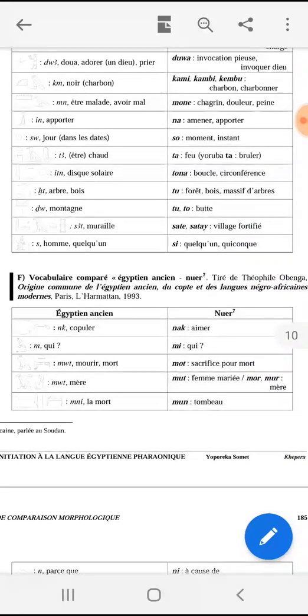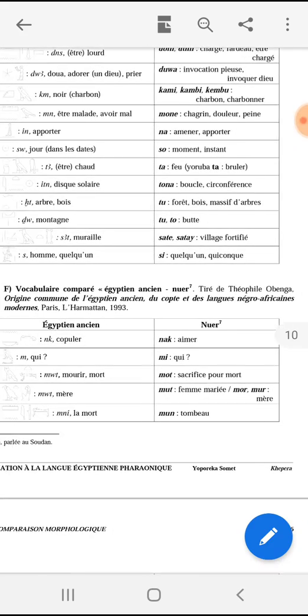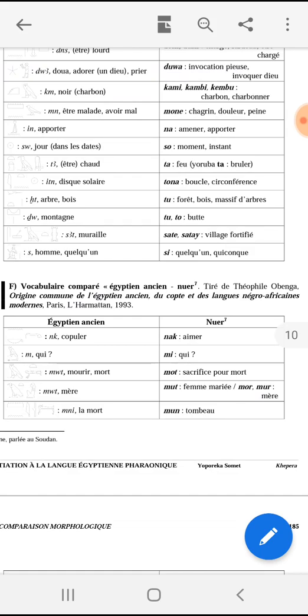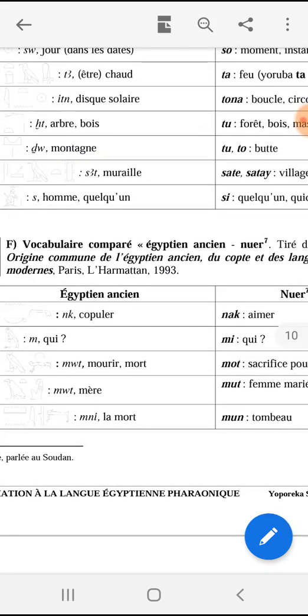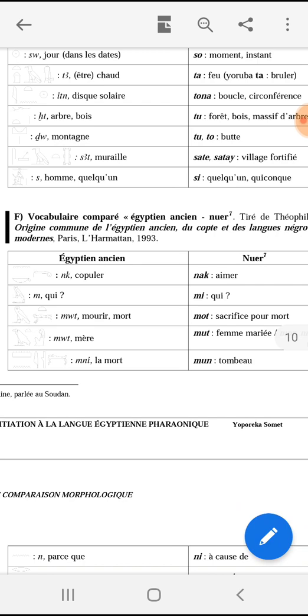Now, we're moving to another language, and you can see that I'm skipping over many examples, and now we're comparing ancient Egyptian with Nuer. Now, Nuer is a language spoken in the Sudan, and this comparison is from Theophile Obenga, the same book where he deals with Medu-Neter, Coptic, and Negro African languages. Now, in Medu-Neter, you have Nek, which means to copulate. In Nuer, Nak means to love.